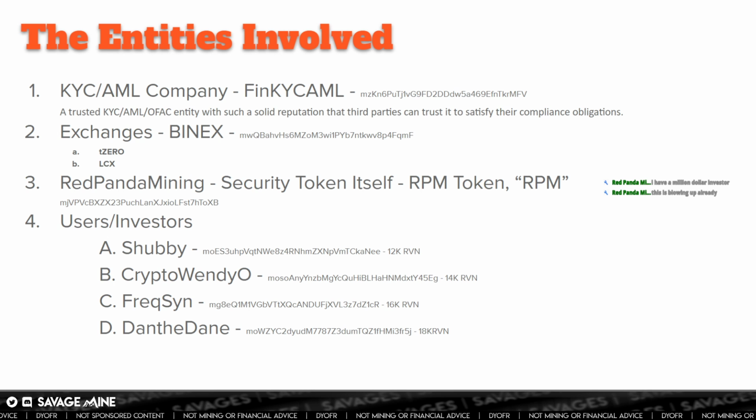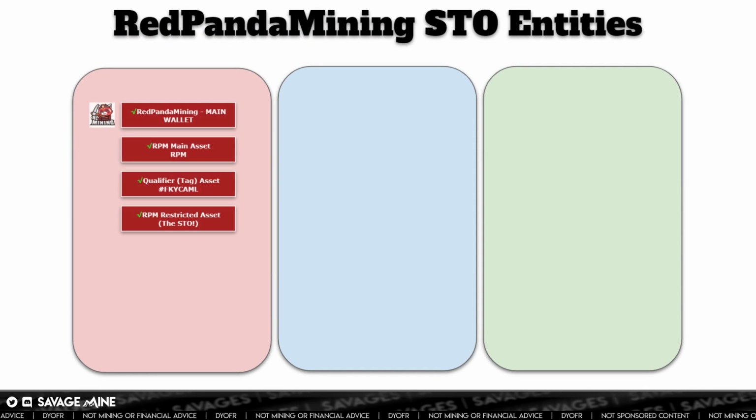But in our example here, we're just pretending Red Panda Mining is launching a token. The business is Red Panda Mining's YouTube channel, so we're going to use any potential profits from that to distribute to the investors in the STO. We just did four of them to keep it simple. We've already done all this stuff here: setting up the main wallet, the main asset, the tag or qualifying asset, and then the restricted asset itself.